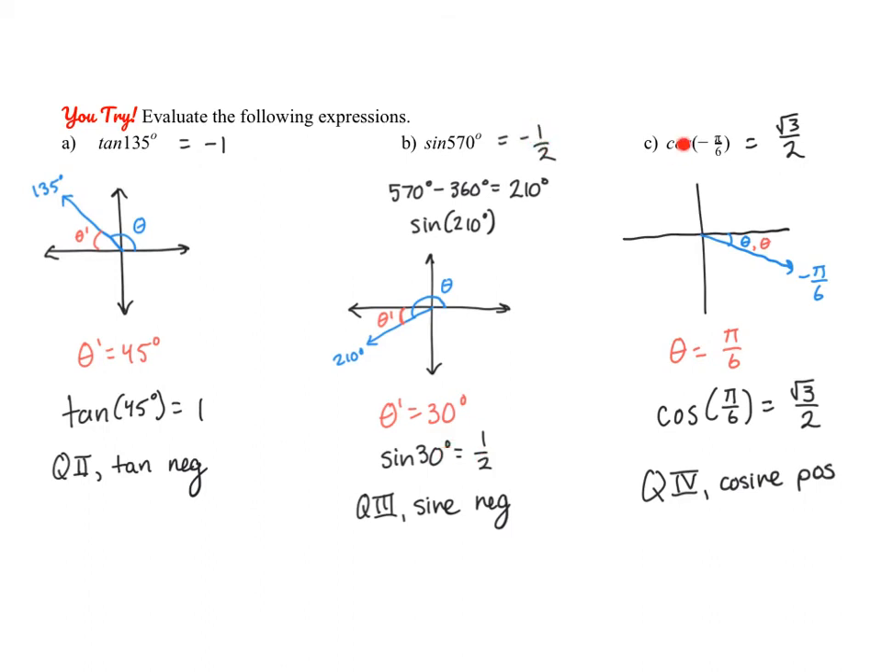And last, the cosine of negative pi over 6. This falls in quadrant 4. In quadrant 4, cosine is positive, so we know our answer will be positive. And our reference angle is just positive pi over 6, and the cosine of pi over 6 is the cosine of 30 degrees, which is √3 over 2.